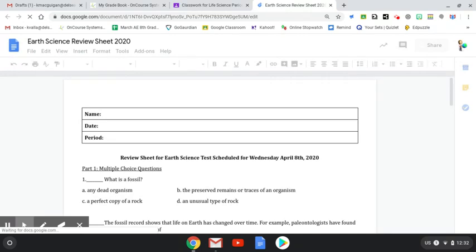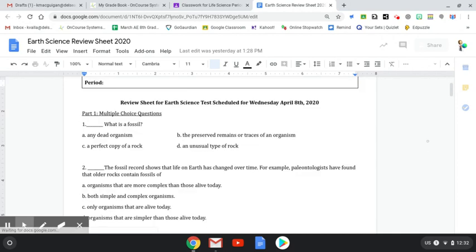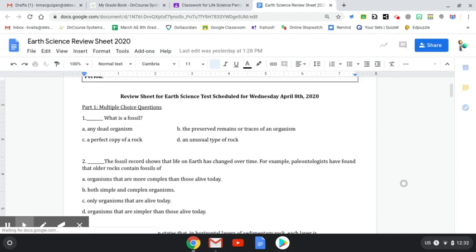Okay, it is a Google Doc, so you're going to be writing right on the doc. So you'll put your name, you'll put your date and period as you normally would, and then what you're going to do is you're going to go through. There's 3 basic parts. There's a multiple choice section, then there's a matching section, and then there's going to be a fill in the blank section.